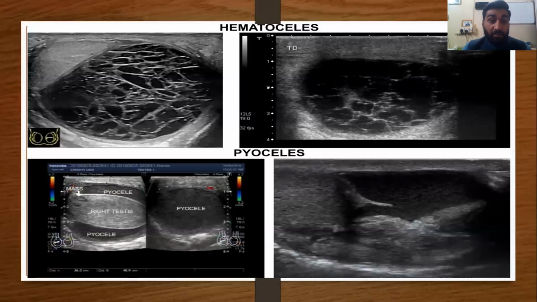And on the below ones, you can see the pyocele that is surrounding the right testes with low level echoes. On the right side, you can see the testes, and around it is the pyocele. There are no distinguishing features on ultrasound that can differentiate hematocele from pyocele.